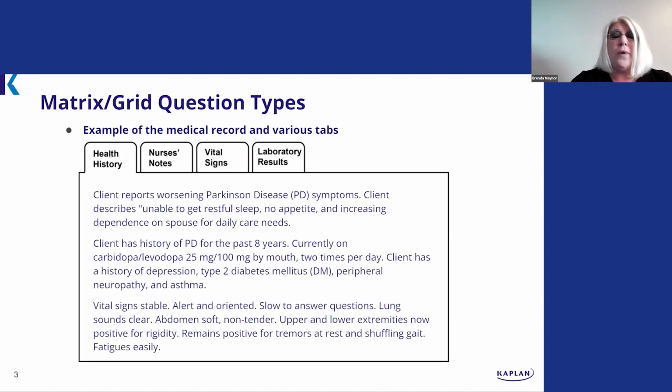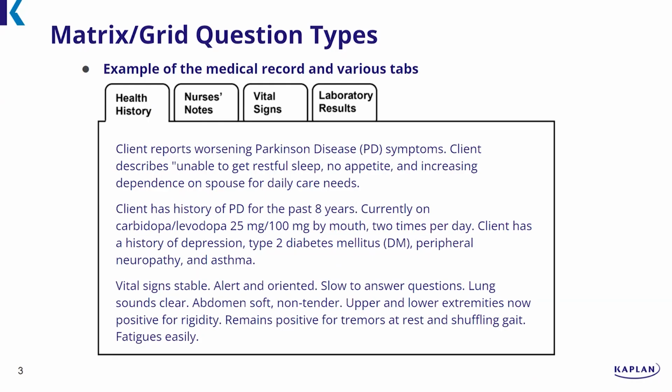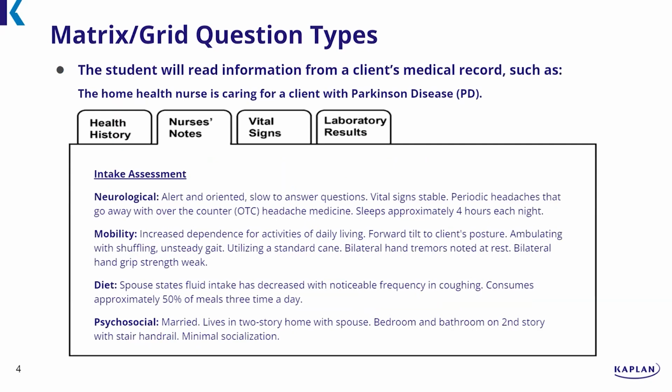In all NGN question types, you will see a display of tabs, which contains information from which you will make decisions and choose options. This is an example of a client's medical record with 4 tabs consisting of the health history, the nurse's notes, vital signs, and laboratory results. During the exam, as tabs are assigned, you will be able to toggle back and forth between the tabs to answer each question within the set. Today, just for demonstration purposes, the nurse's note is the second tab of this medical record for this case scenario.